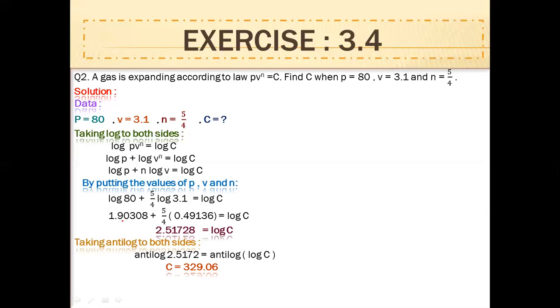After finding the log of 80, this is 1.90308, 5 by 4, the log 3.1 is this and log C, because we are finding the value of C. So the log C will be the same. Calculating these numbers, we get 2.51728 is equal to log C. Calculate the antilogarithm of 2.51728. The value of C is 329.06. Students, because all the numbers are here positive, so you can calculate with the calculator directly.